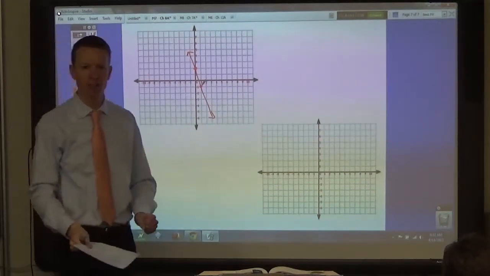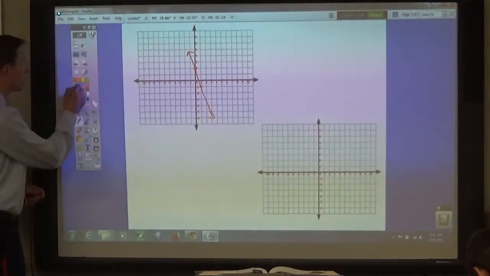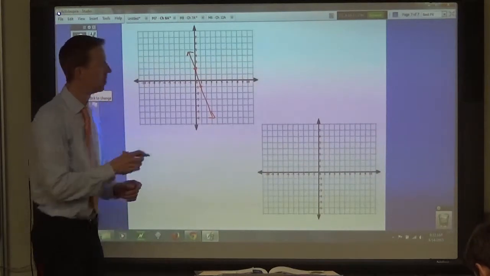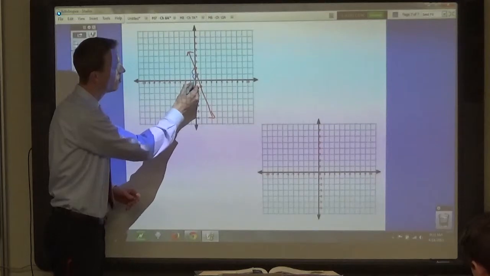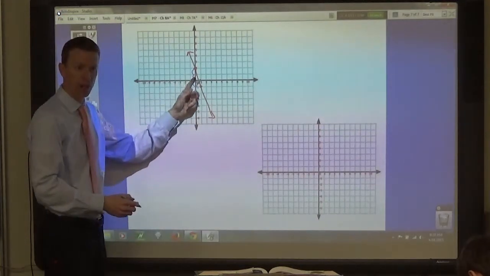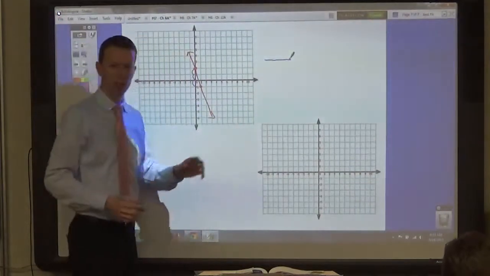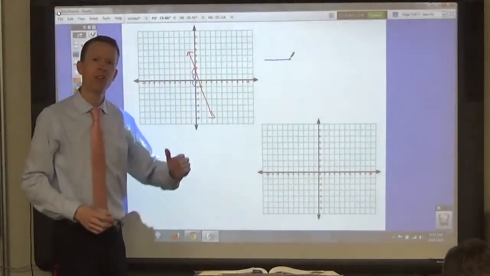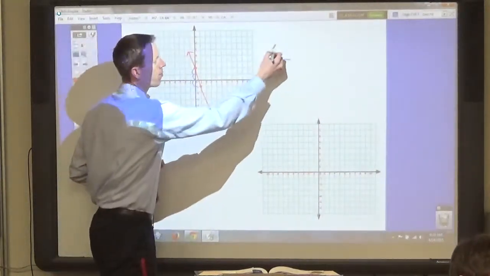Noah, how far does it go down? It will be negative. It goes down 1, 2, 3. Right, it goes down 3. The first number in the fraction on a slope is how far it goes up or down. Since it goes down 3, what number should we use, Kira? -3.